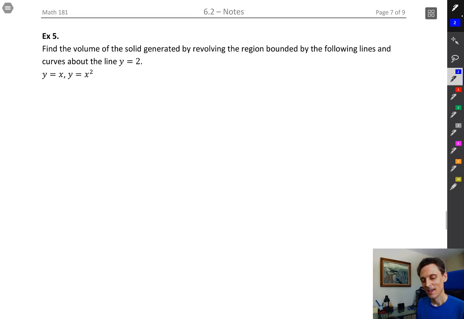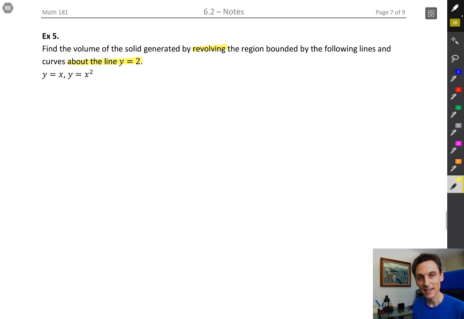Welcome back. In example 5, we're asked to find the volume of the solid generated by revolving the region bounded by the following lines and curves about the line y equals 2. So we have y equals x and y equals x squared. Now the key things again to highlight are that we're revolving about an axis. And in this case, it's not the x-axis, it's not the y-axis. We're revolving about this line y equals 2.